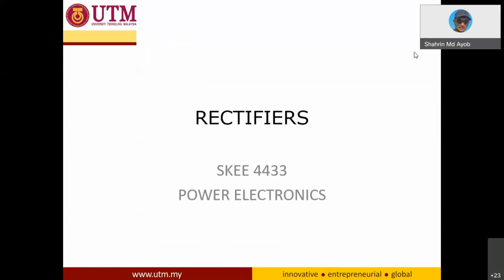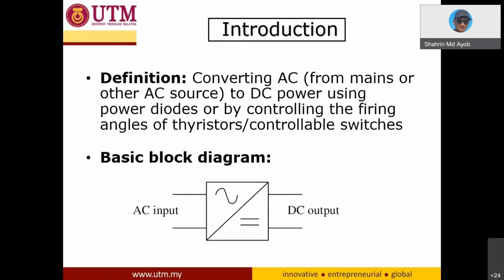Okay, so the rectifiers. This is the definition for the rectifier, which is AC input, and then it will convert into a DC output. So converting AC, which is from mains, from your TNB, your AC power supply, or other AC power supply to the DC power using power diodes, or by controlling the firing angles of the thyristor.